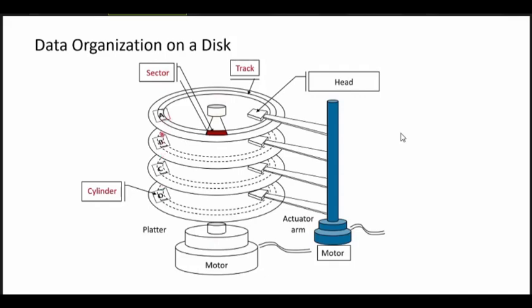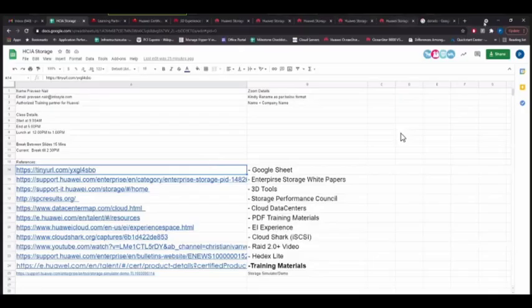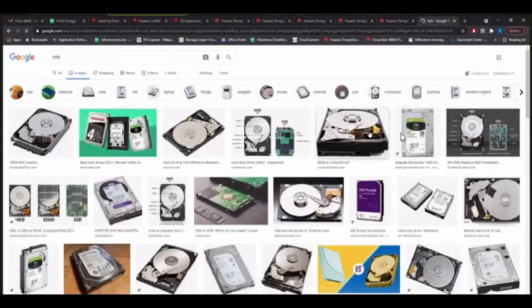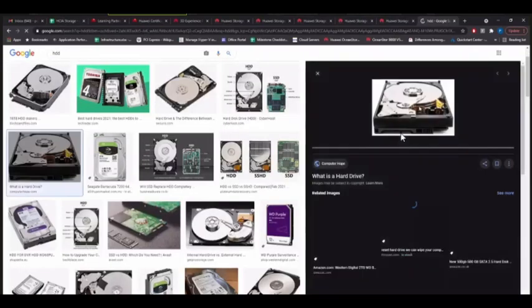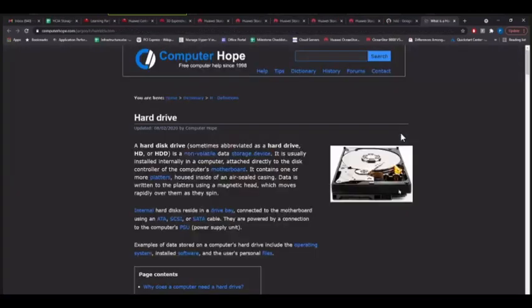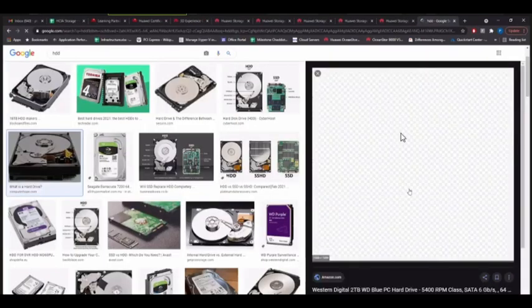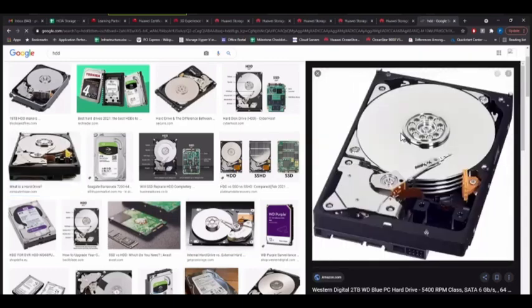So if you actually look at a disk, so if you take a disk, let's say a HDD, okay, here's a good example. Okay, here, okay. So you can see here, there's actually multiple platters.